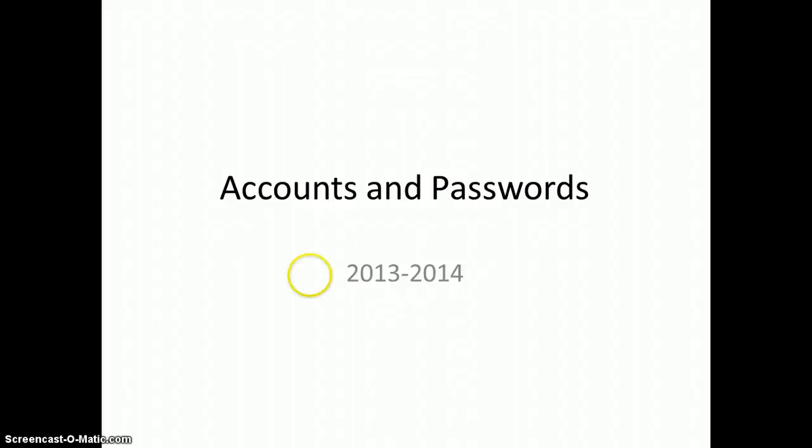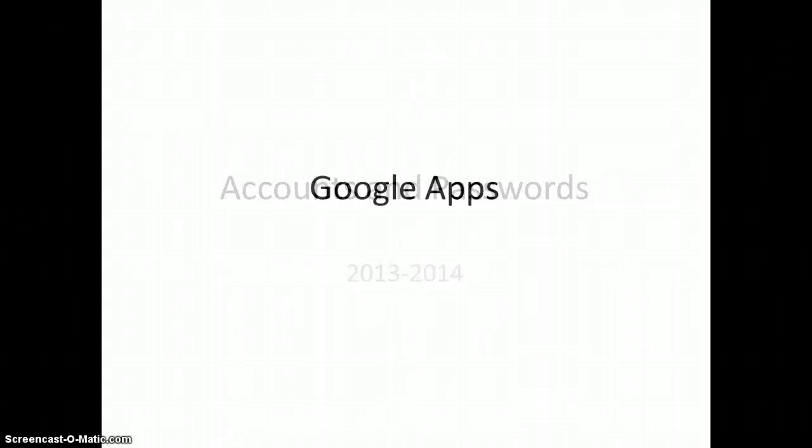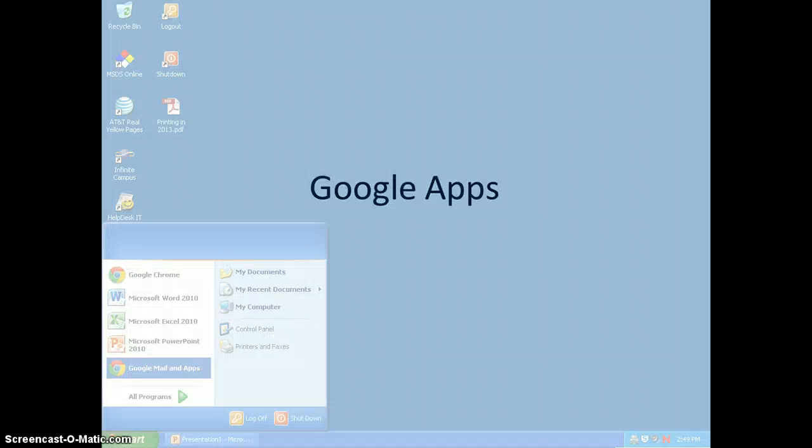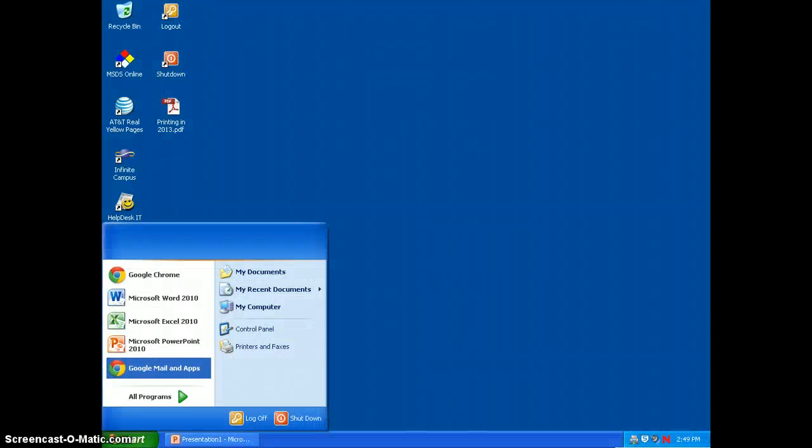Let's talk about how to log in and use some of the technology and programs you'll use this year. First, let's discuss Google Apps that all students now have access to. To get to the Google Apps, click on the Start button and select the Google shortcut. You could also use an internet browser and sign in at google.com.